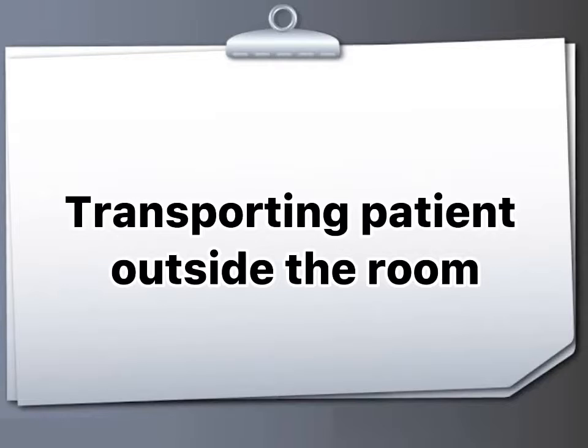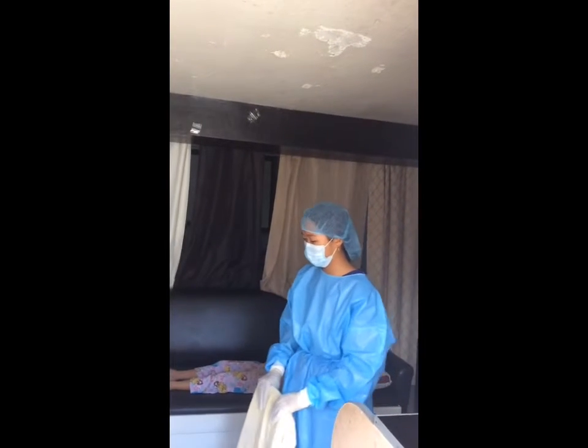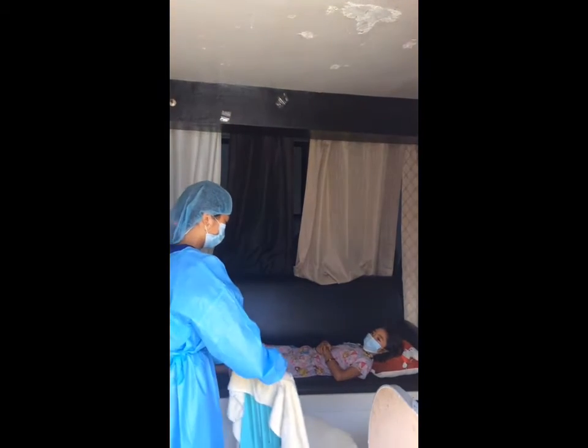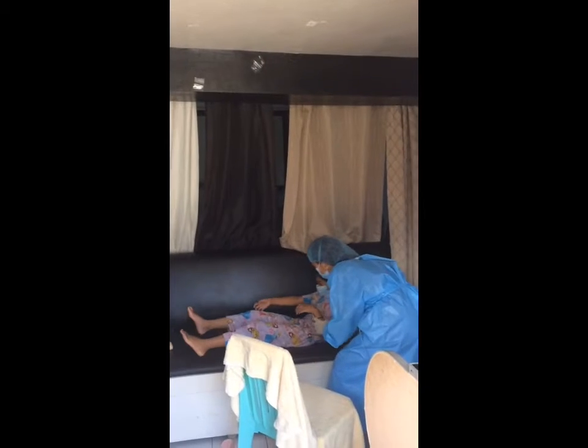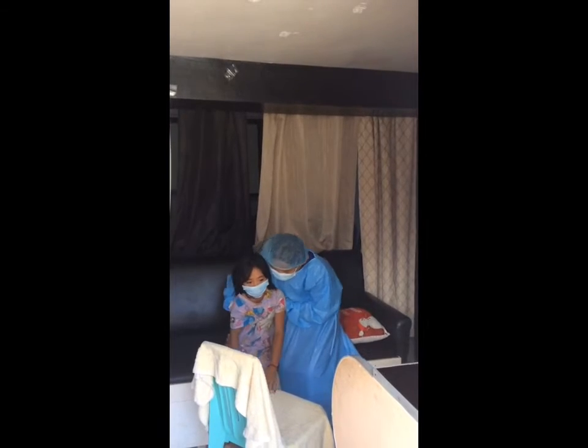Transporting the patient outside the room. Explain the procedure to the patient. If patient is being transported from a respiratory isolation room, tell him to wear a mask for the entire time the patient is out of the isolation room. Help the patient into transport vehicle. Cover the patient from shoulder down with a sheet.